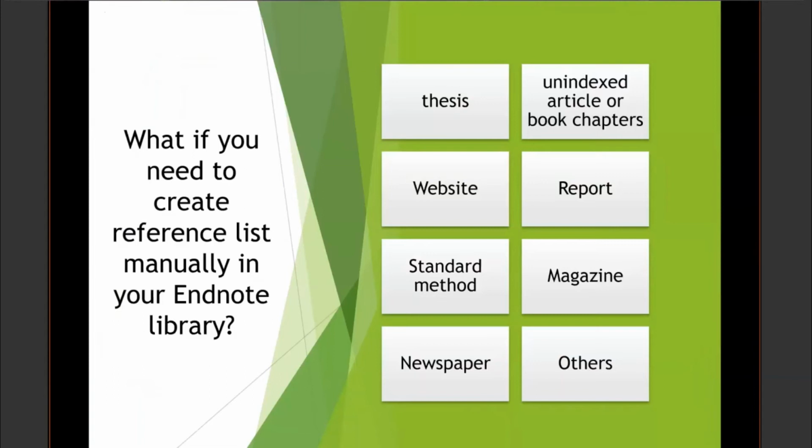Okay, what if you need to create reference list manually in your EndNote library? Just now in that case, just now we already covered thesis. Ramzuddin said that APA is used by UTM and then we can edit APA. But what if you want to download something from a newspaper? Okay, newspapers, nobody provides, there's no EndNote file or manual file even. Okay, standard method also very commonly used but there's no EndNote file. Also reports from Department of Fisheries, Department of Drugs, whatever, magazine, and then unindexed article, book chapter, those are the things that are not available in your library.